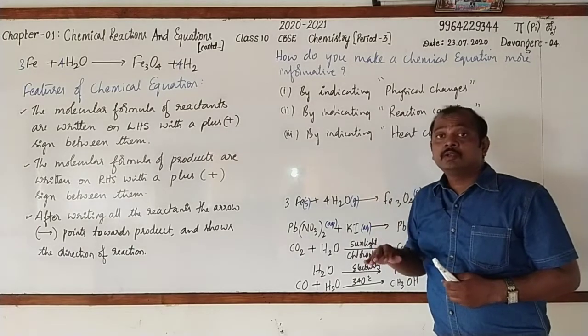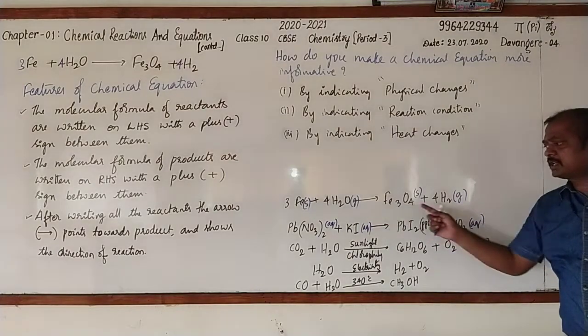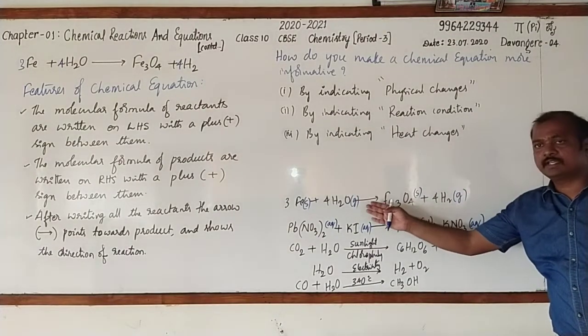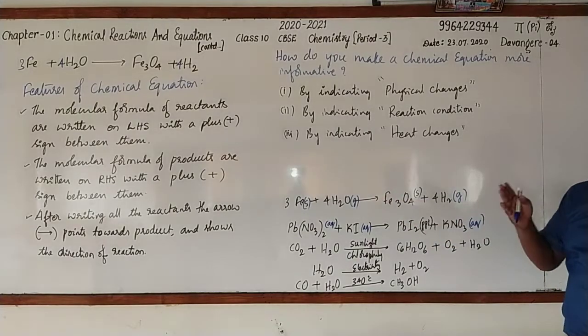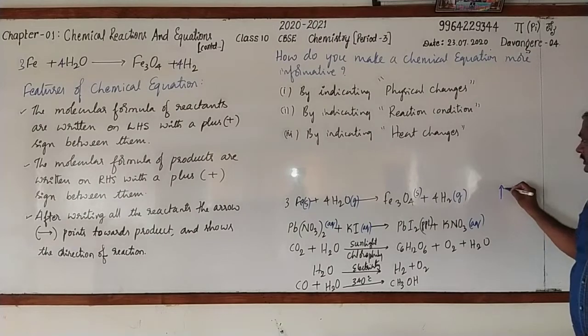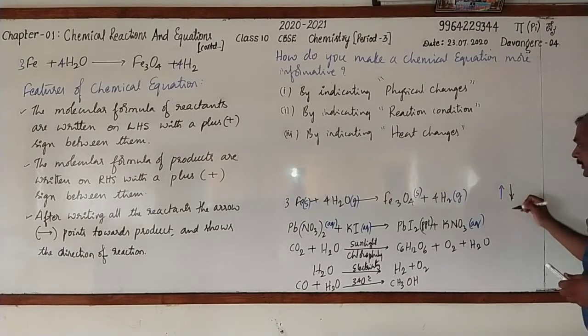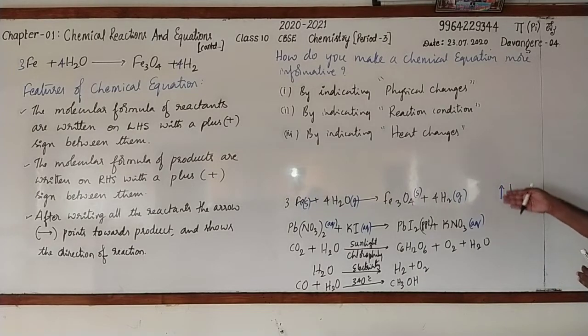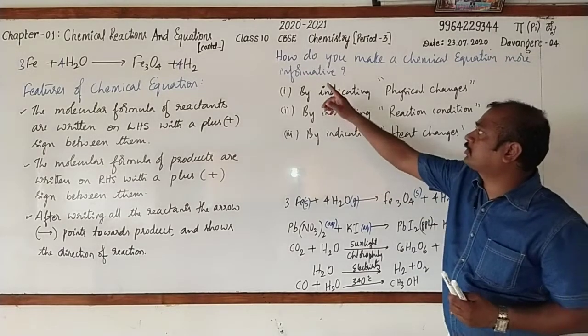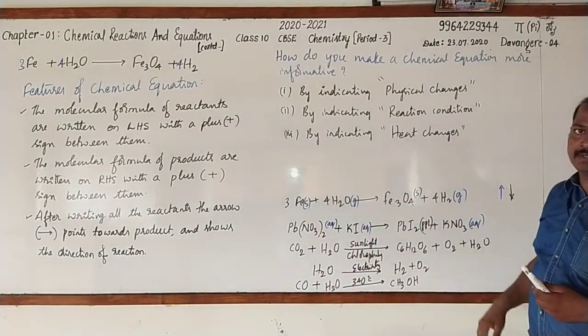And not only this, in case of physical conditions, whatever we have mentioned, solid as S, gas as G and liquid as L. If the gas is liberated, usually it is represented with an upward arrow, and if a precipitate is formed, then it is represented with a downward arrow. Just do remember this point also. Now you will go for copying from here to here. After that, you may go for taking these examples.